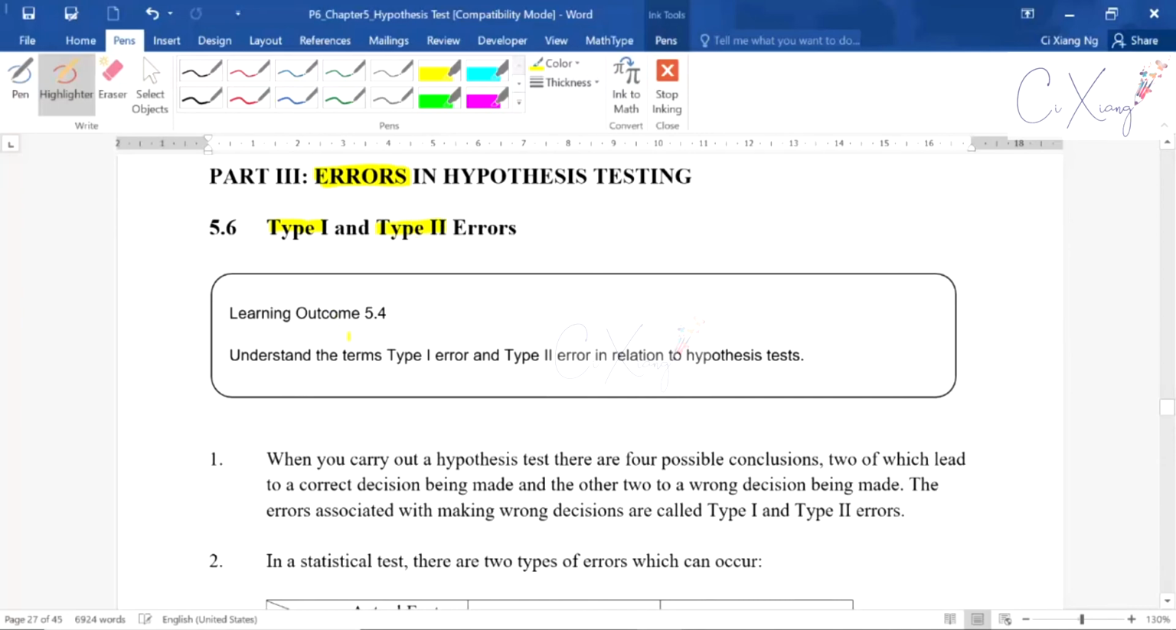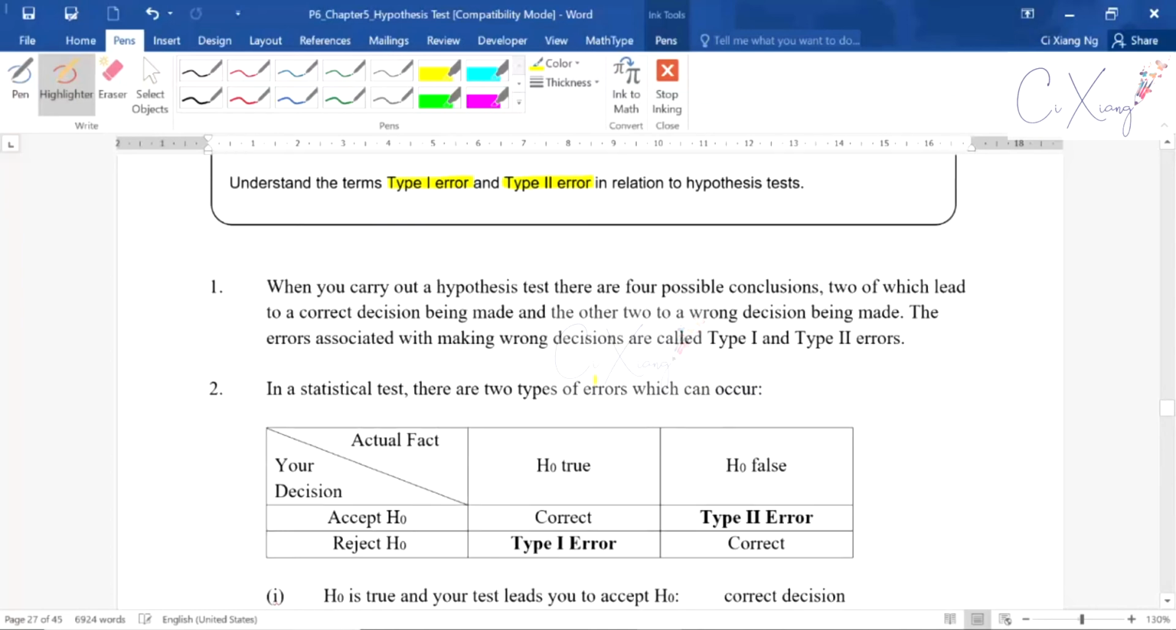So what is the learning outcome for this one? Mainly we are going to understand the terms for type 1 and type 2 error, and after that we need to know how to calculate the probability for these two errors here. Okay, so let's start.